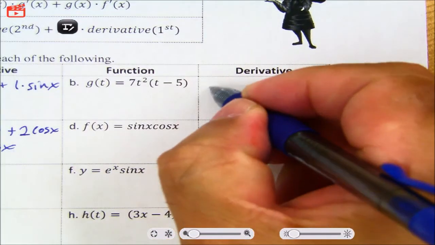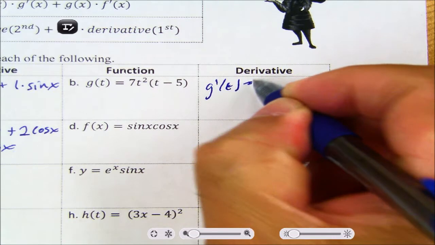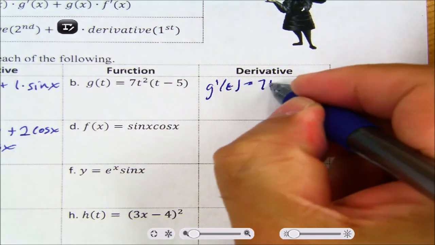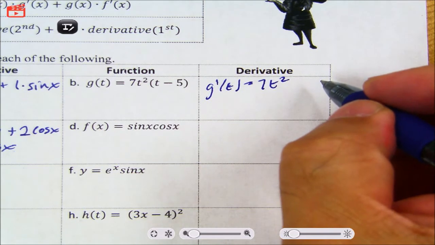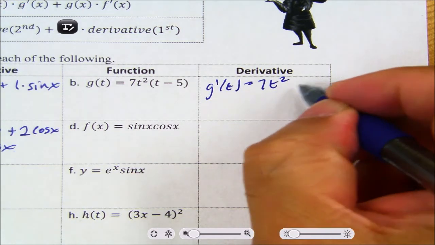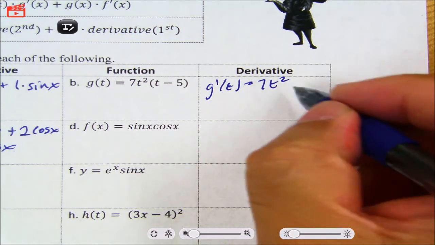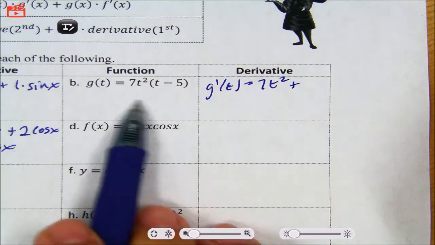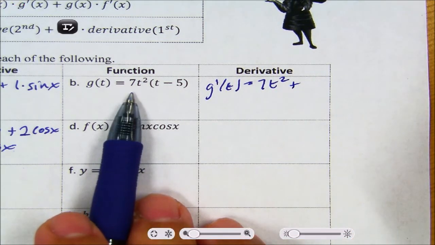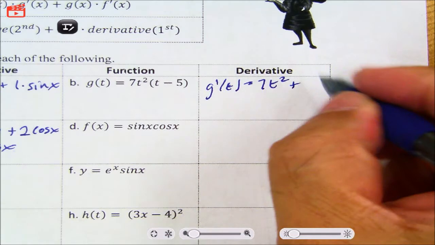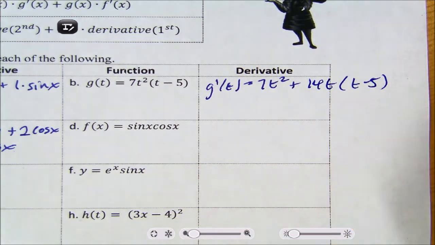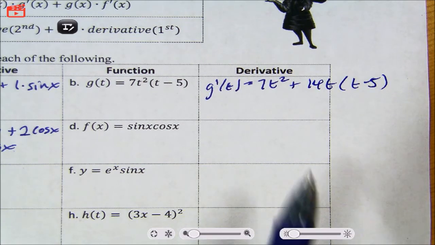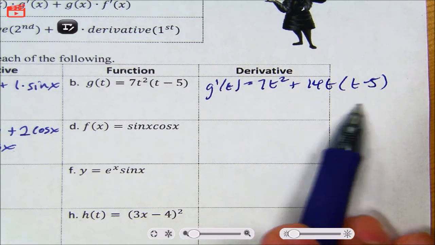So g prime of t equals 7t squared. And what's the derivative of t minus 5? 1. So it's times 1, so I'm not going to bother to write the 1. Plus, now take the derivative of 7t squared, which would be 14t, and keeping the t minus 5. So this is not very pretty, and you will probably have to simplify that.